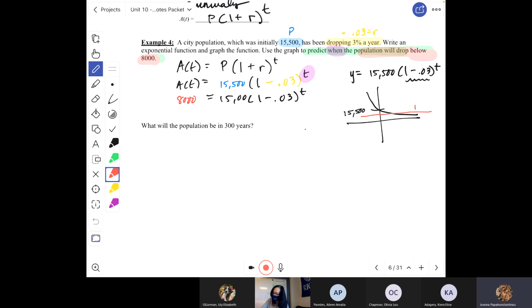Right? So couldn't I graph that, and couldn't I graph the line y equals 8,000 and look at where those two graphs intersect to tell you at what time t? Because my input is t, my output is A, the population, A of t. I could do that, but there's also another way I could get the answer. What's another way I could get the answer?